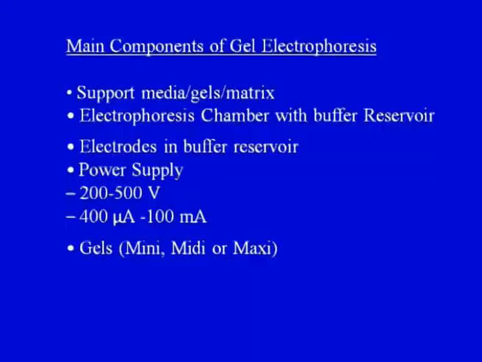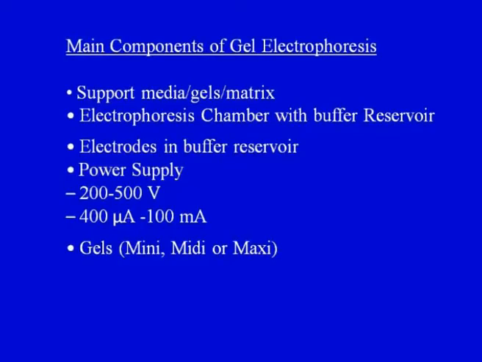Now, in this lecture we are going to extend our discussion on electrophoresis, and we are going to discuss gel electrophoresis. What are the main components of gel electrophoresis? Before we go into that, as we go along, we will explain that there are two main kinds of gel electrophoresis techniques which are widely used. One is horizontal gel electrophoresis and another is vertical gel electrophoresis.